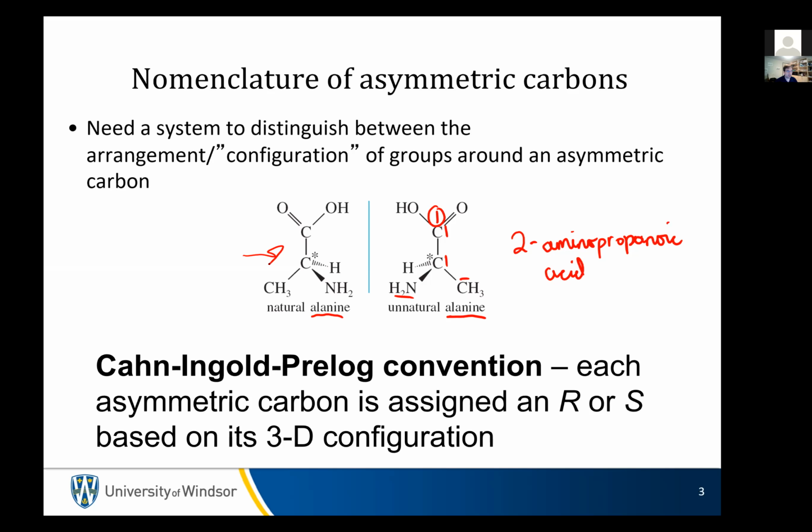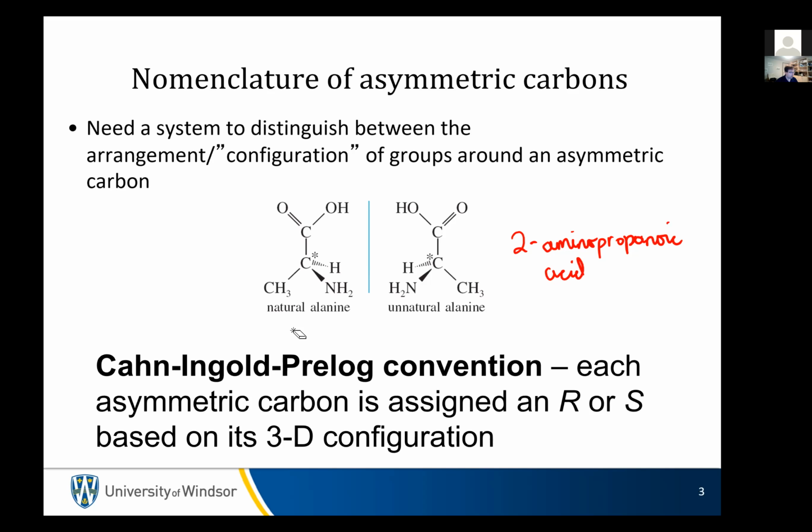These molecules have a single asymmetric carbon. If you have one asymmetric carbon, you are never a meso compound. If you have one asymmetric carbon, you have an enantiomer of that molecule, so these are enantiomers of each other. They are non-superimposable mirror images.